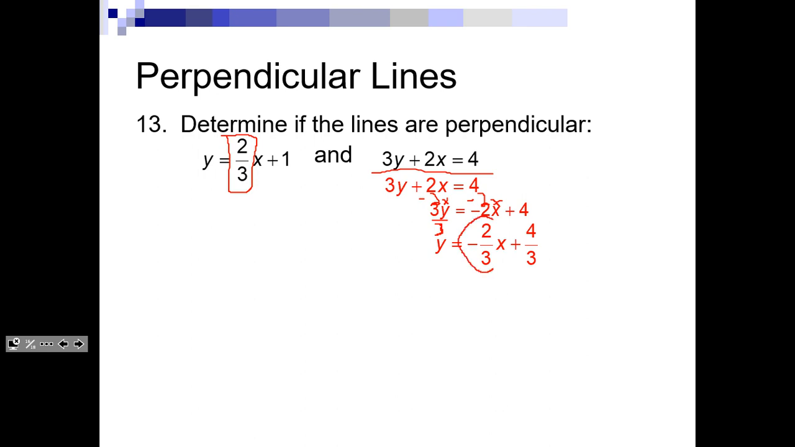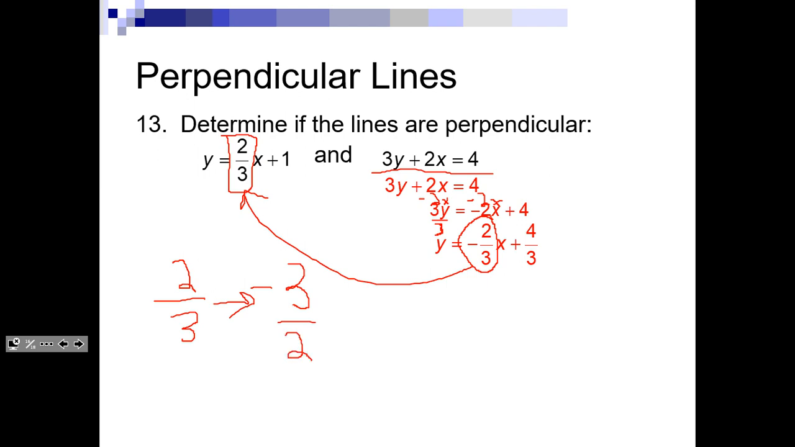We are looking to see if this one and this one are flipped and reversed. The original was 2 over 3, so the flipped and reversed of this should have been negative 3 over 2. We look here and we see that we don't have negative 3 over 2. We have negative 2 over 3, so these are not perpendicular. What they are is intersecting.